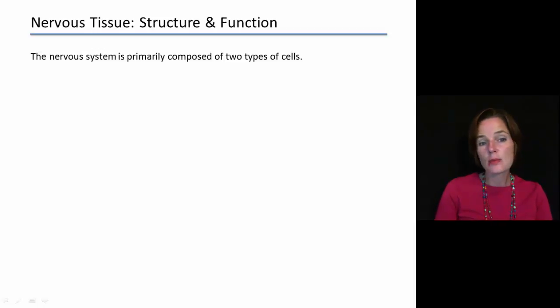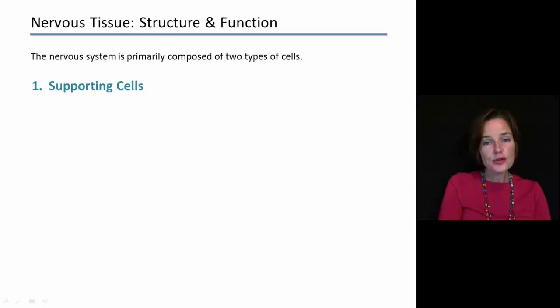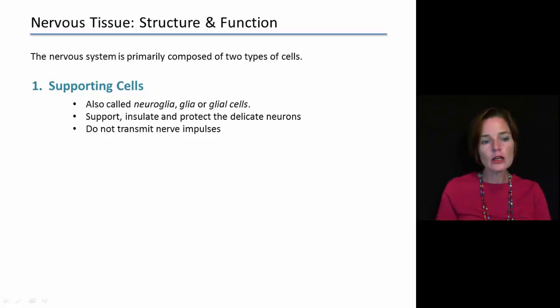The nervous system is composed of two main cell types. The first of these cell types are called supportive cells or supporting cells, and they go by a lot of other names as well. These are also called neuroglia, glia, and glial cells. Their main job is support, insulation, and protection of the very delicate neurons. Because they're just supporting and protecting, they are not themselves involved in actually transmitting nerve impulses. Now, there are several different types of these supportive cells, so we'll take a quick look at some of them.